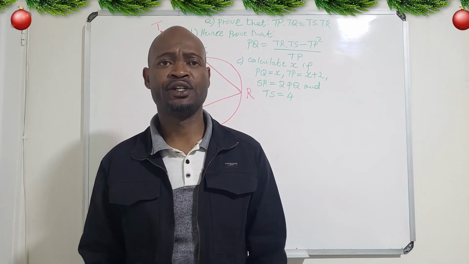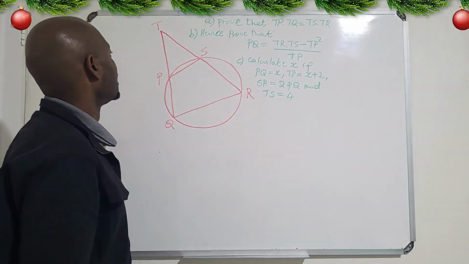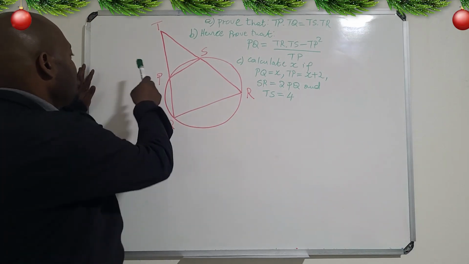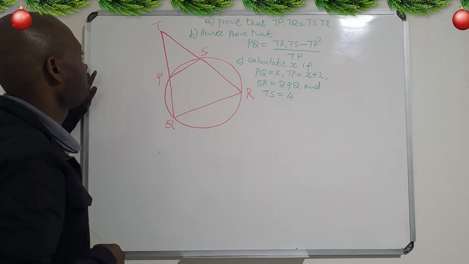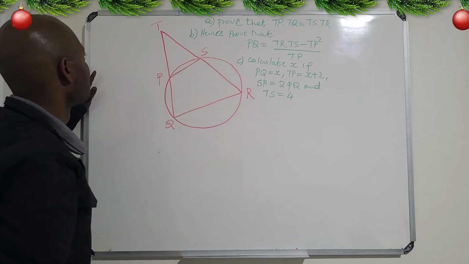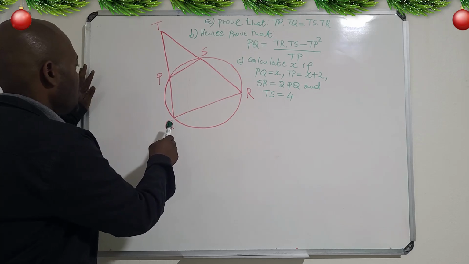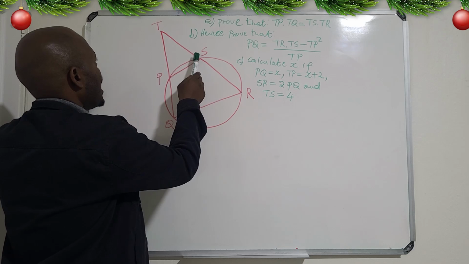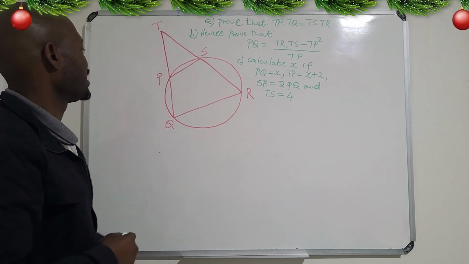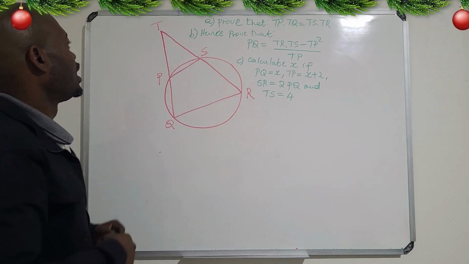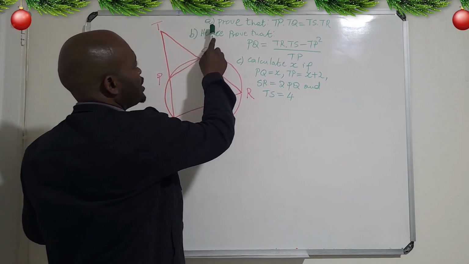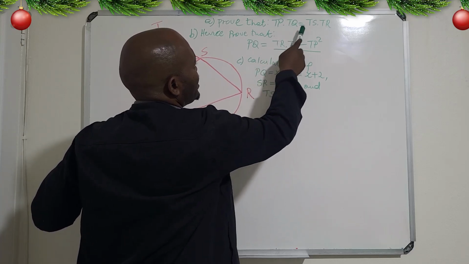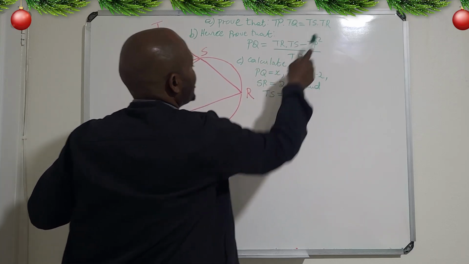Now, let's do another question. In this question, we are told that PQRS are points on the circumference, and we are also told that PQ and RS are produced to meet at T. They say we must prove that TP times TQ is equals to TS times TR.